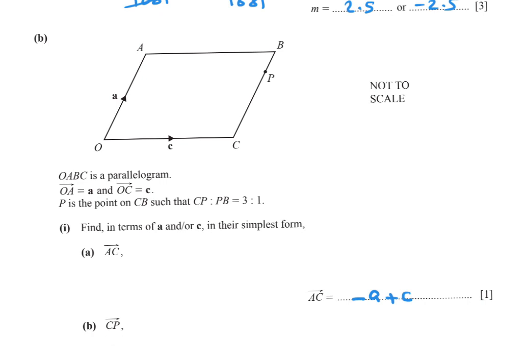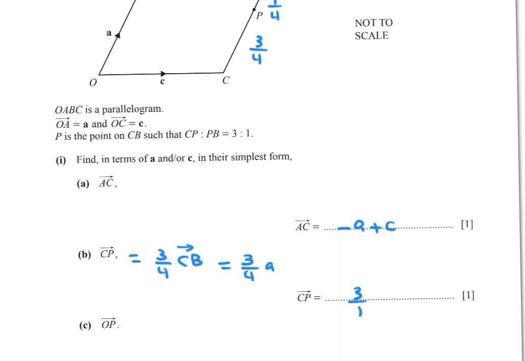Now we need to find vector CB. Point B divides CB in the ratio 3 to 1. So this means 3 parts and this 1 part. In all we have 4, so 3 over 4 and 1 over 4. So for CB, it equals 3 over 4 of the whole CB. But CB equals A because this is a parallelogram, if this vector is A, then this is also A. So 3 over 4 A.